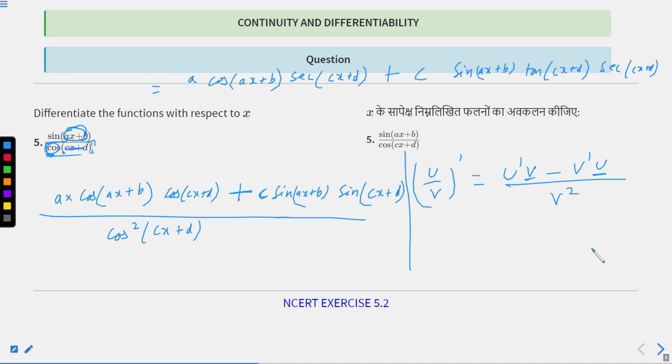I hope that it is clear to you. For the simple form, I have just used that sec x is 1 by cos x, tan is the ratio of sine and cos, and sec is the reciprocal of cos. That's it, nothing different.